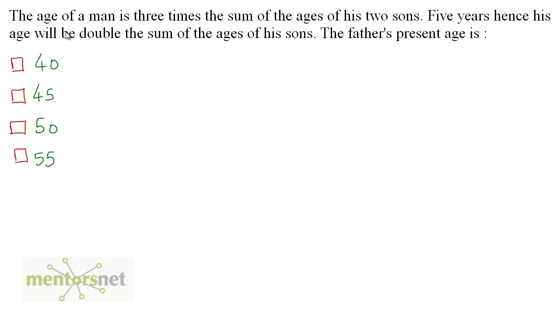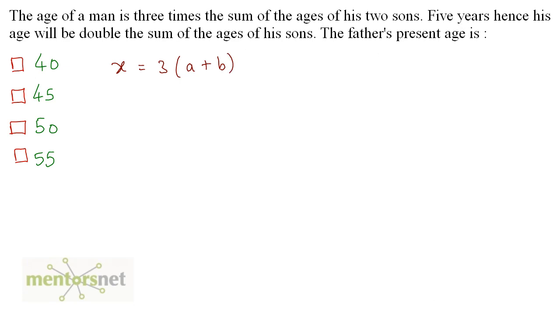Let us move on to the second question. The age of a man is 3 times the sum of the ages of his sons. 5 years hence, his age will be double the sum of the ages of his sons. The father's present age is. So let the age of that man be x, and that is equal to 3 times the sum of the ages of his two sons. So let the ages of his two sons be a and b, so 3 times a plus b.